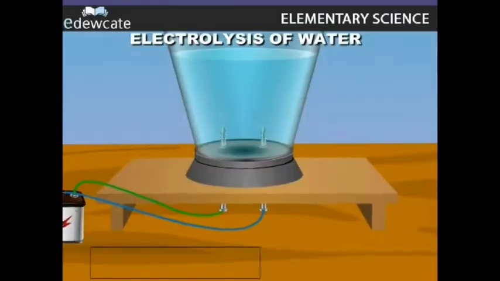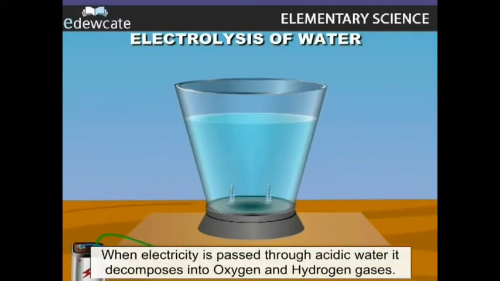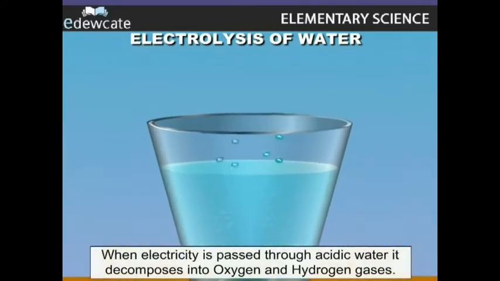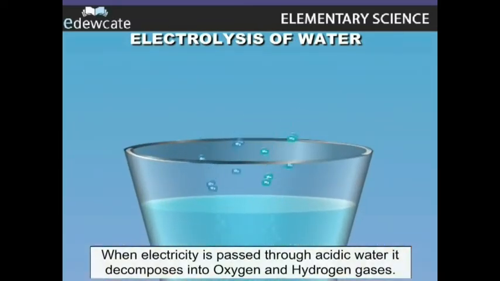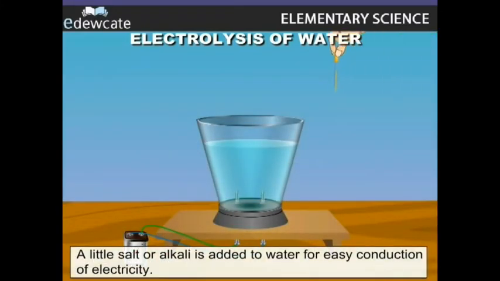Electrolysis of water. If electricity is used for decomposing a substance, it's called electrolysis. When electricity is passed through acidic water, it decomposes into oxygen and hydrogen gases. Water is a bad conductor of electricity. A little salt or alkali is added to water for easy conduction of electricity.